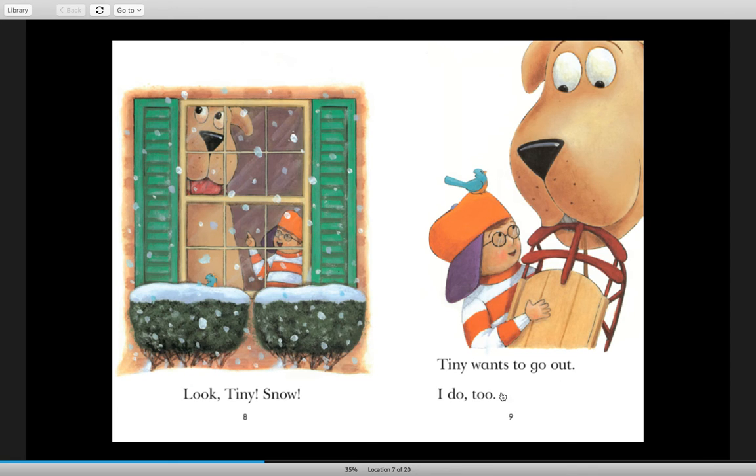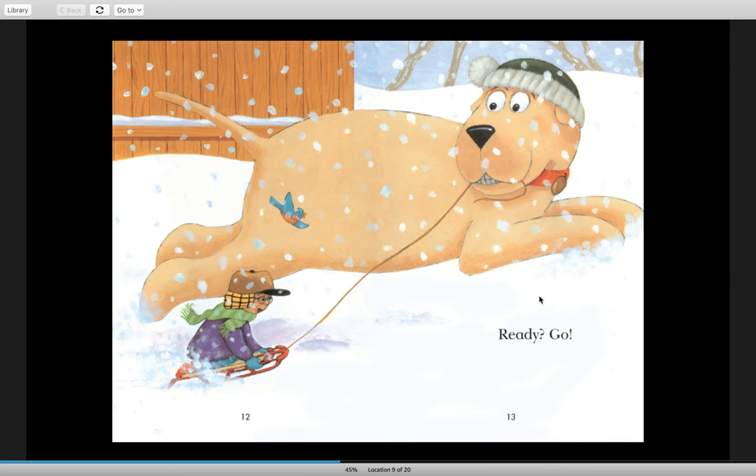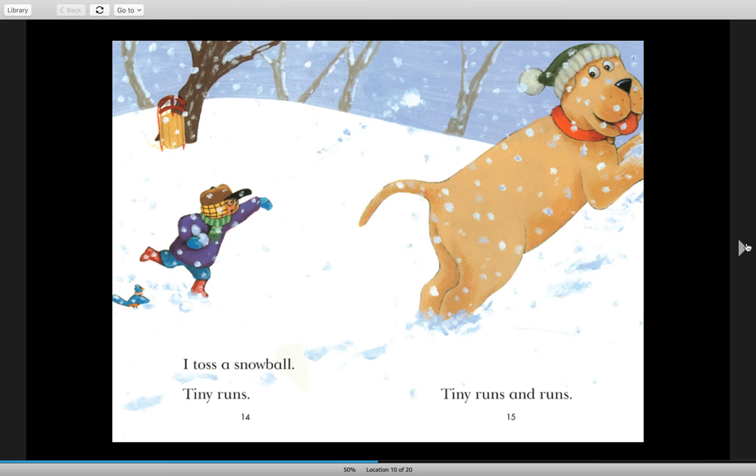Tiny wants to go out. I do too. Brr, it is cold. We need warm hats. Tiny has a new hat. I do too. Ready? Go! I toss a snowball. Tiny runs.